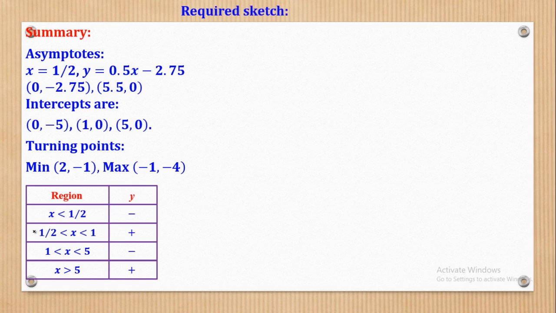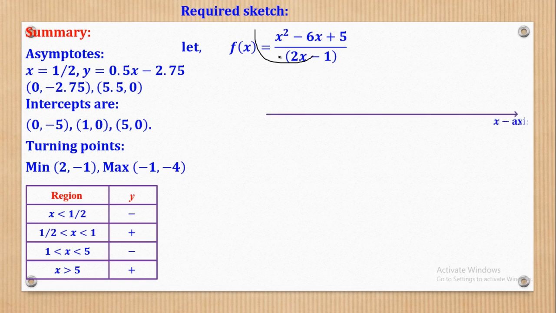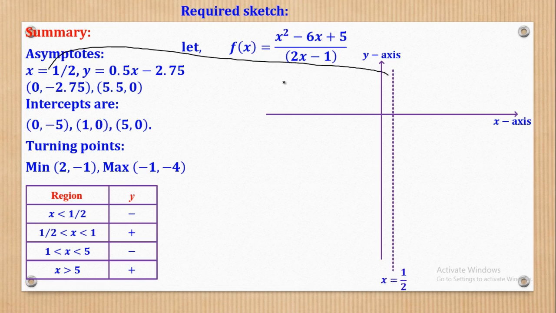Then for the required sketch, you shall first let f(x) be equal to the given expression. Then I'll come and draw the axes, horizontal and vertical, and label them. The next is to put these values. One is the asymptote, x equal to 1/2, which is that.